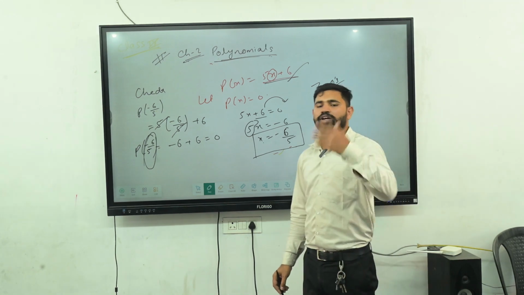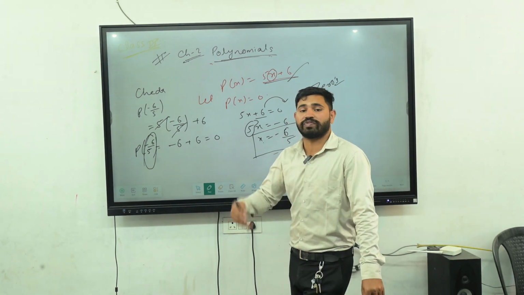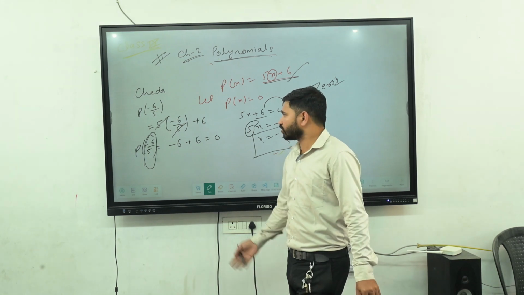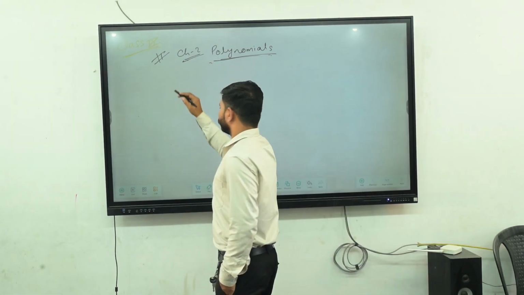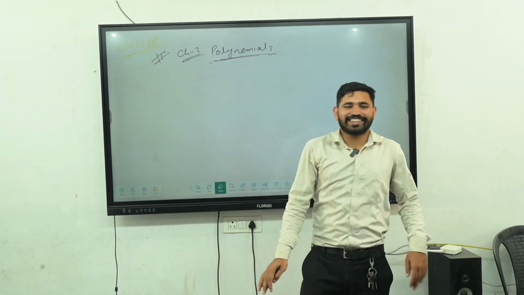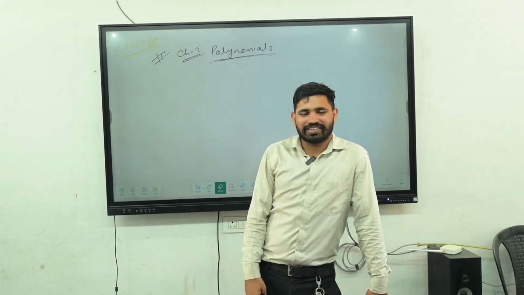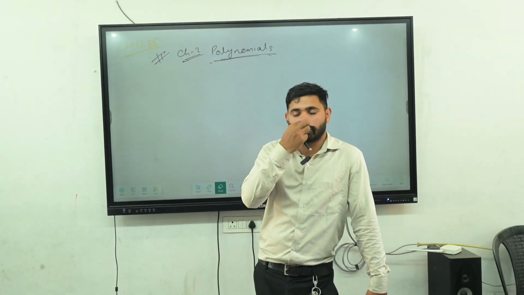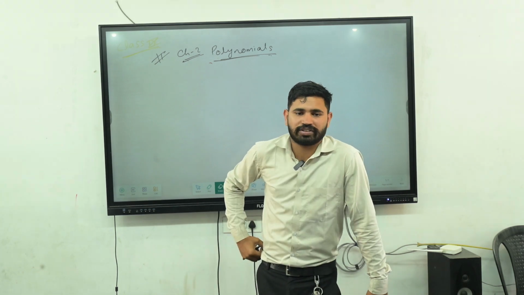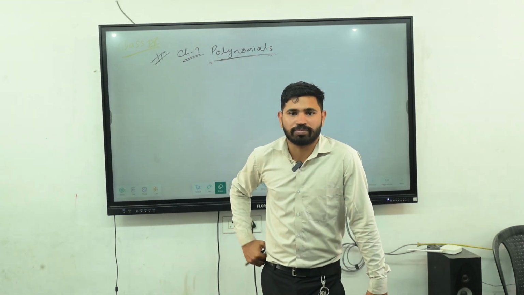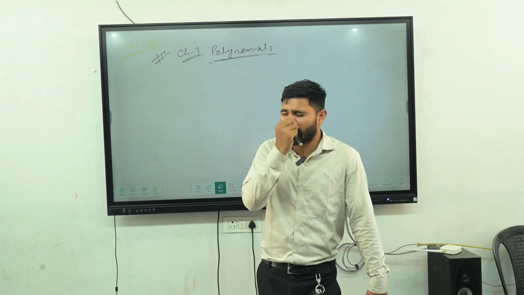In this way we find the zeros of different types of polynomials, like linear, quadratic, cubic, and so on. Okay. So students, this is the introduction of polynomials, and we also complete the concept of exercise 2.1, that is polynomial. What is a polynomial? Types of polynomial: monomial, binomial, trinomial.